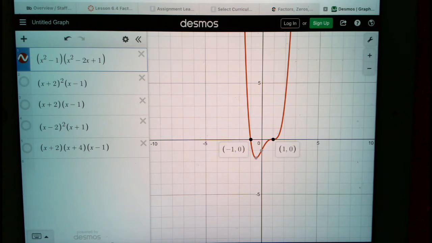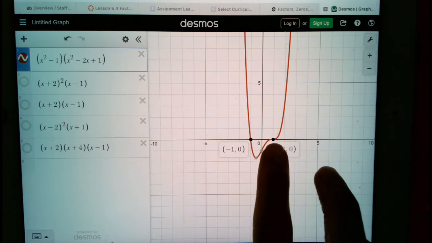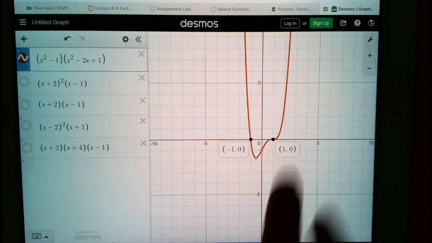So we only have 2 distinct zeros. We have no complex zeros because of the multiplicity on this particular point.